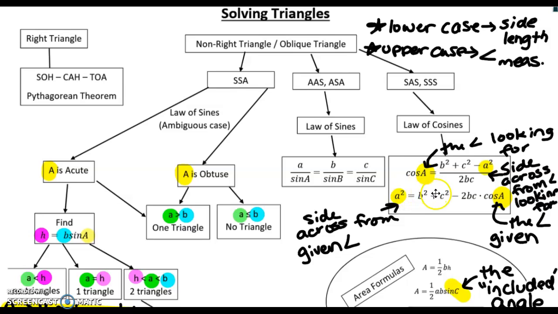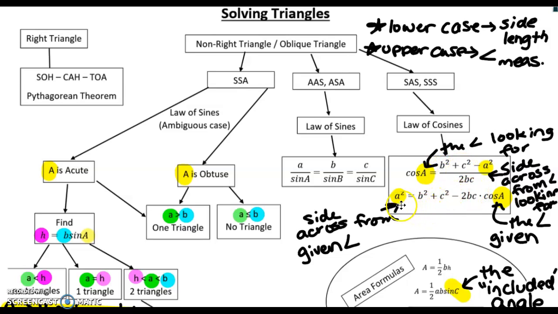efficient formula to use. And again, I just want to remind you that this A does not necessarily mean angle A all the time. It's the angle that you're looking for. And the only thing to be very careful of is that when you're plugging in your side lengths to find an angle measurement, you need to make sure that this is the side that's across from the angle that you're looking for. Otherwise, it doesn't really matter where you put your B and your C.